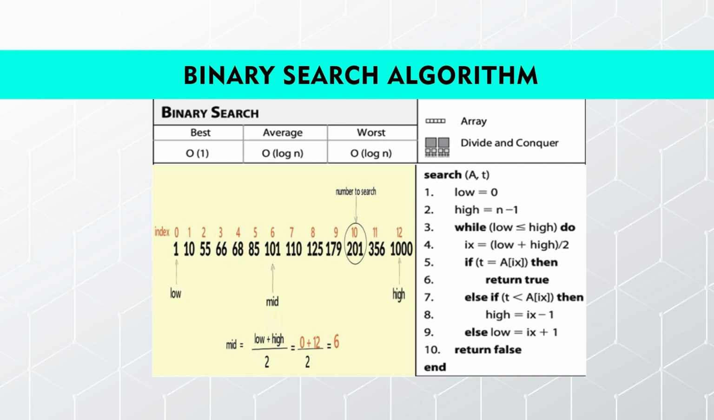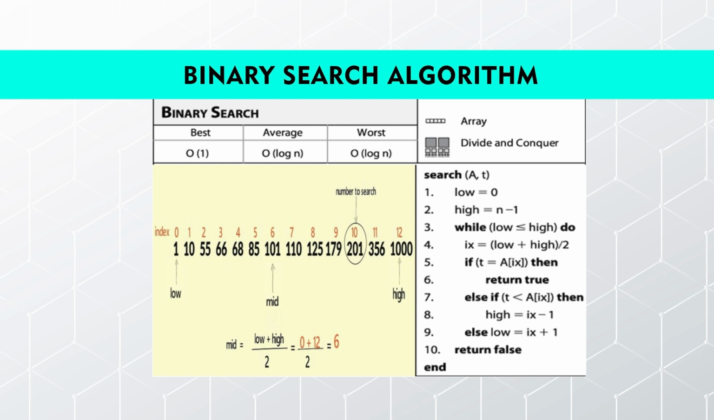So 7 plus 12, that is 19 by 2. So you are reaching the 9.5 element, because 9.5 is half of 19. That means 9.5 relates to the 10th position, and the 10th position is nothing but 201. That means by just a second division, you are able to find the number.